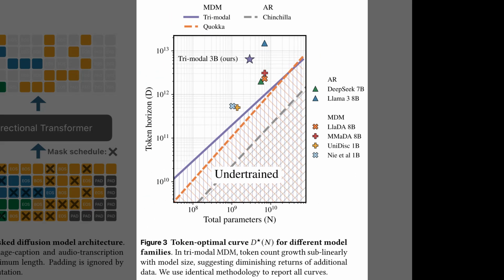So, while Figure 1 showed the qualitative results, Figure 3 quantifies the training requirements by plotting the compute optimal frontier. The x-axis tracks total parameters, and the y-axis shows the training tokens. Here, the solid purple line represents the optimal path for the Tri-Modal masked diffusion model, while the gray dashed line marks the standard Chinchilla scaling. Crucially, the purple line sits much higher, meaning these diffusion models initially require significantly more data, about 480 billion tokens for a 3 billion parameter model versus just 60 billion for a transformer. However, the slope is flatter, implying that as models get massive, this data hunger grows more slowly.